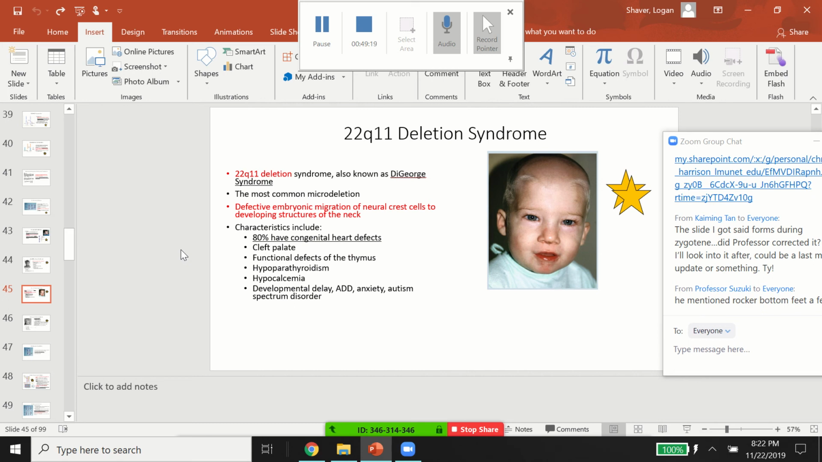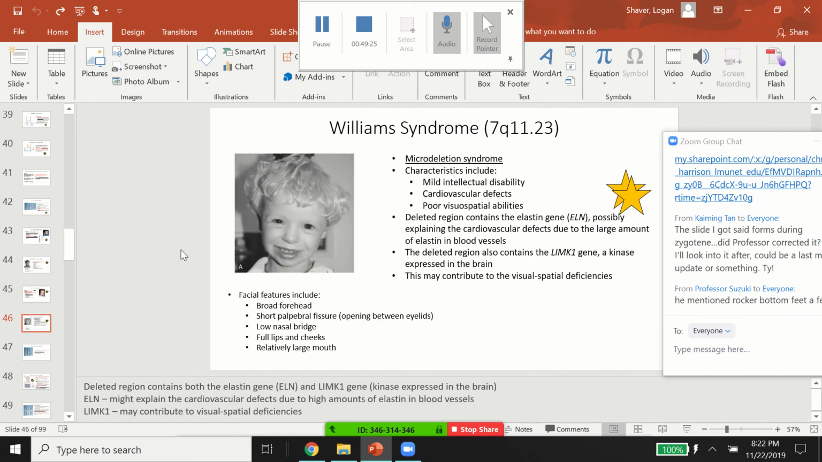But yeah, definitely the thymus thing is a big important thing to do with this syndrome. Now, Williams syndrome, okay, so it's a microdeletion syndrome, like all these other ones, they're deletions. Now, what makes it stand out to me with these?